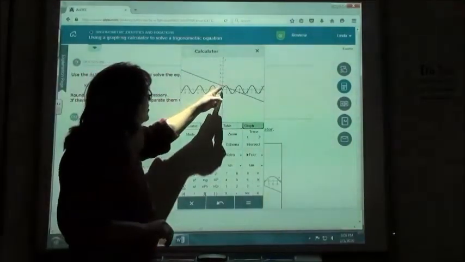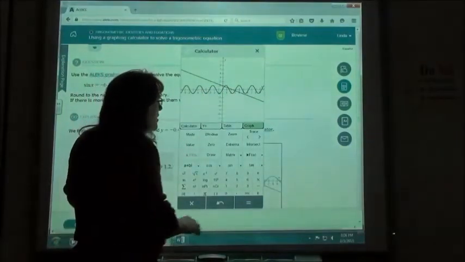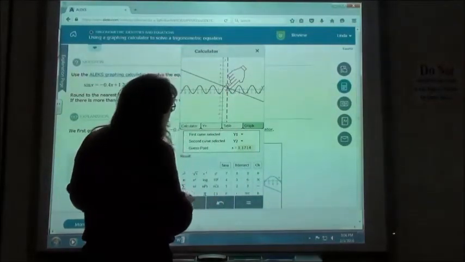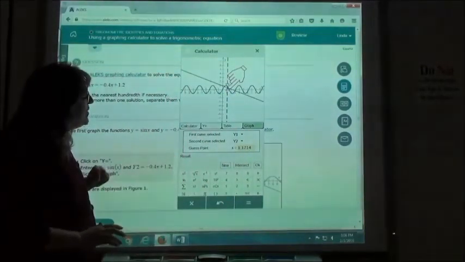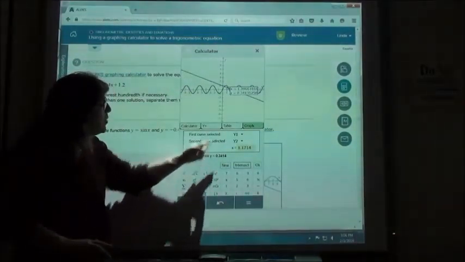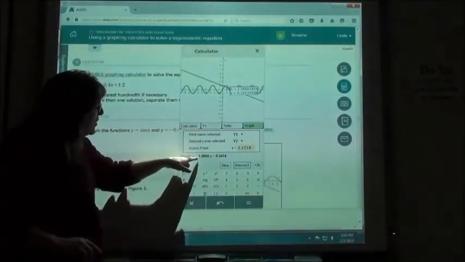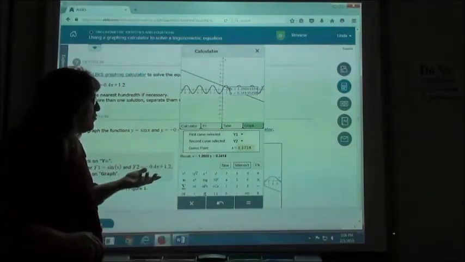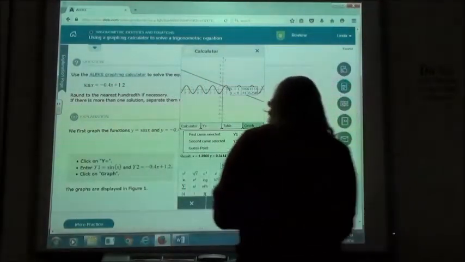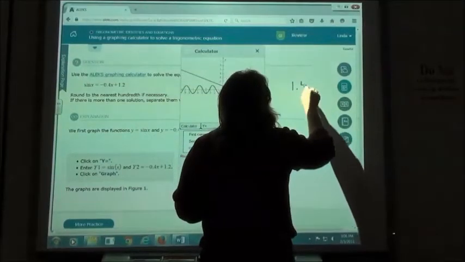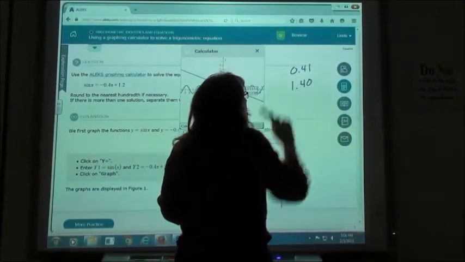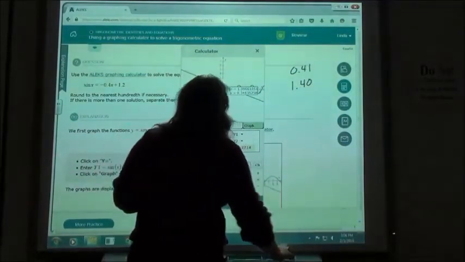I found the first intersection, now I want to find the second intersection. So I'm going to click intersect. I'm going to drag that over close to the second one. It doesn't have to be exactly on, but close. I'm going to click on the word intersect, and then it's going to give me the value both up here and down here. So this one is 1.396. I'd have to round that off to 1.40. So our first answer was 0.41. Our second answer is 1.40.